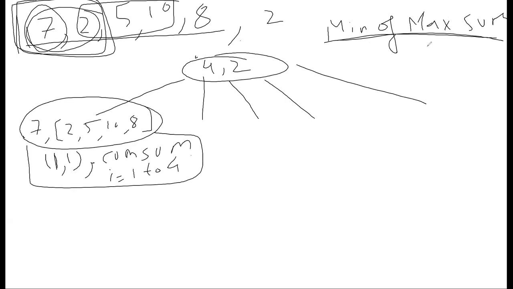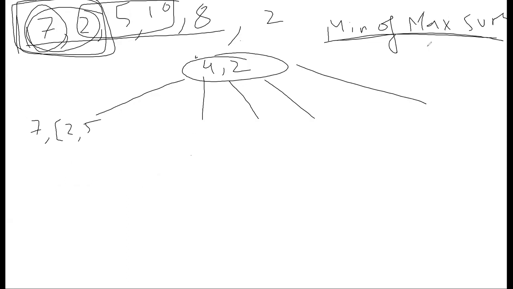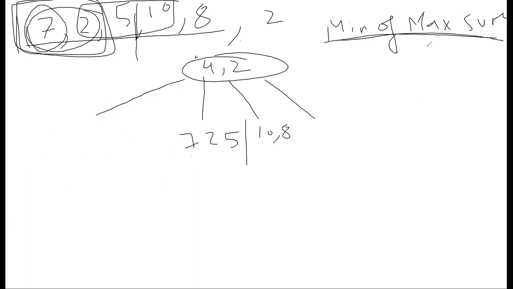Yeah, it's somewhat clear. Take not this one. This one will be much easier. Let me try to split this 4, 2 at a position this one, right? So it will be 7, 2, and 5, and then I'll split it at 10 and 8, right? And assume I have to create 3 sets.